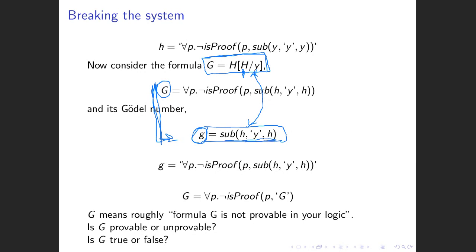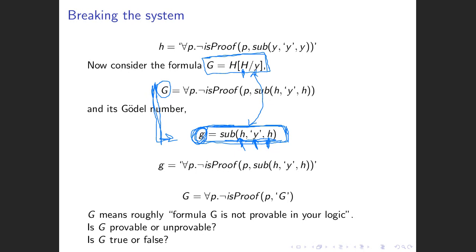You're going to take the formula for h. Again, you're going to look for all the instances of the character y in it, and you're going to replace them with h's. And then you're going to take the Gödel number of all of that. So this means we've got two ways of viewing G now. This way of viewing little g is a purely arithmetic operation. We're taking the integer h, the integer for y, and performing that substitution on it.